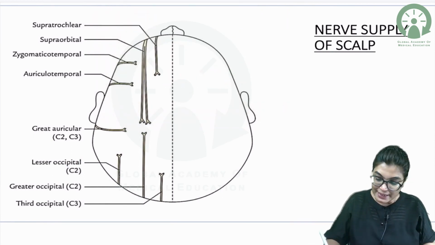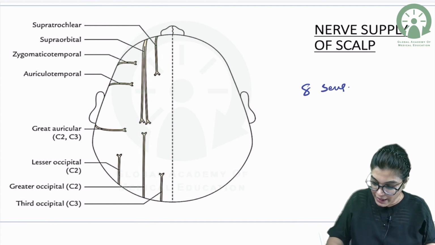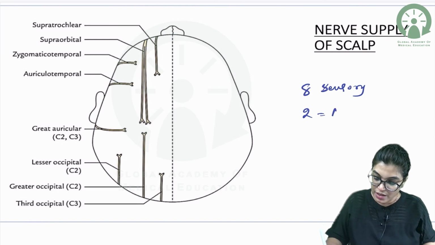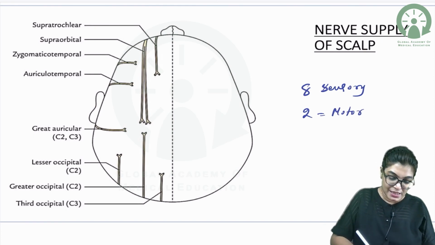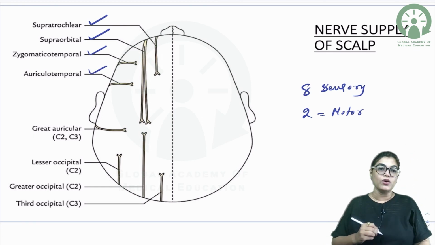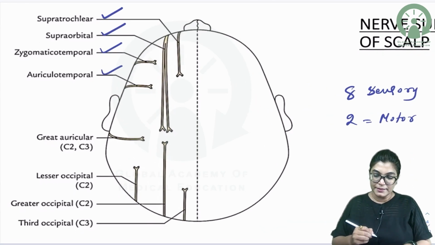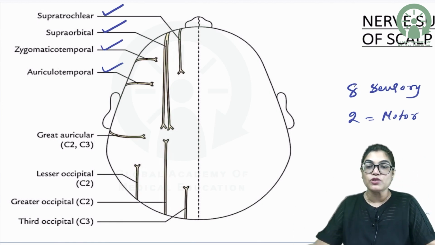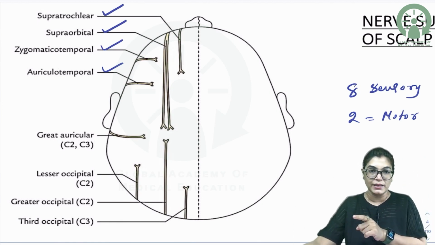We have 8 sensory and 2 motor nerves in the scalp. The 8 sensory nerves are supratrochlear, supraorbital, zygomaticotemporal, auriculotemporal. See here, supratrochlear and supraorbital are branches of the ophthalmic division of the trigeminal nerve.